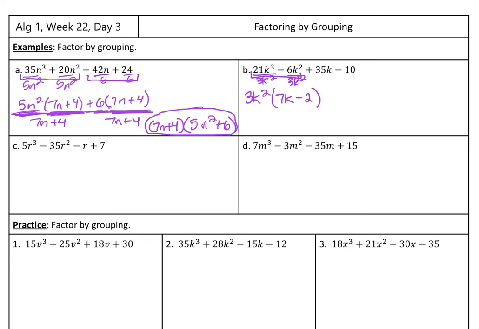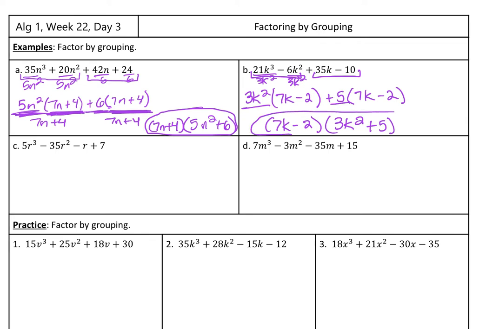And then I'm going to do the same thing with the last 2. So 35 and 10 both are divisible by 5. And they don't have a k in common. So 35 divided by 5 is 7, and we still have that k. Negative 10 divided by 5 is negative 2. They have 7k minus 2 in common, and if I take that away from these two things, then I'm left with 3k squared plus 5. That is my answer.